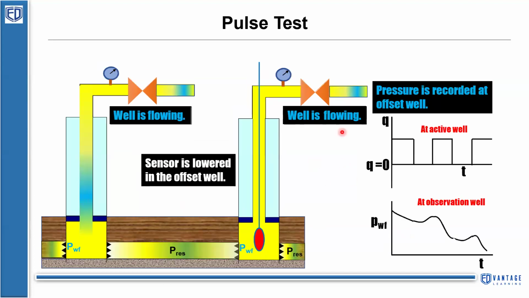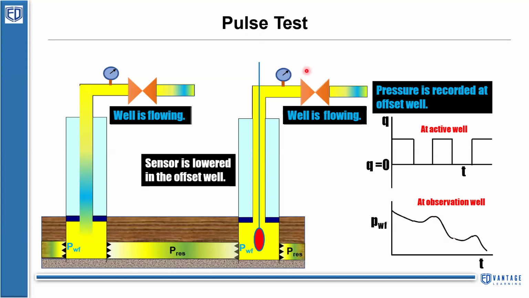Also from the pulse test, you have a passive well, you have an active well. Your sensor is lowered in the offset well, and both the wells are flowing. In the active well, you have Q, a constant value of Q, then shut in, flowing, shut in, flowing. So if you can see, during the shut in period of the active well, in the observation well your pressure is increasing. Suddenly, when you flow the active well at a constant production rate, your pressure declines in the observation well. So that is understandable, that these two are in communication with each other.